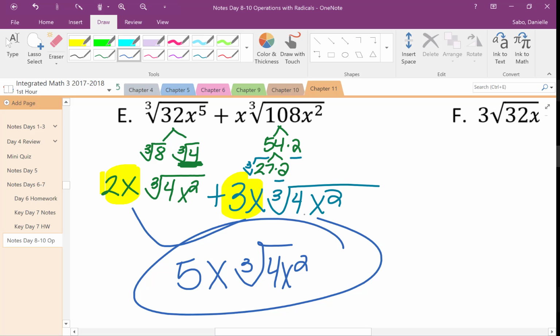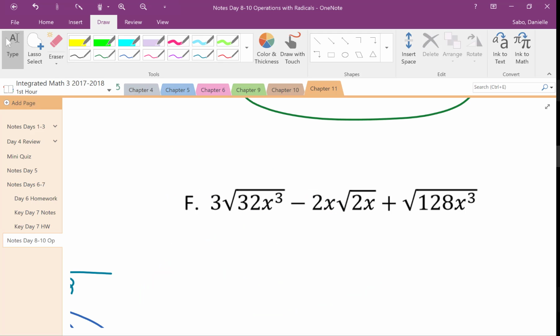Okay? Now, F looks challenging, but I promise you, all you have to do is break down the radicals, and you'll be okay. Peace.